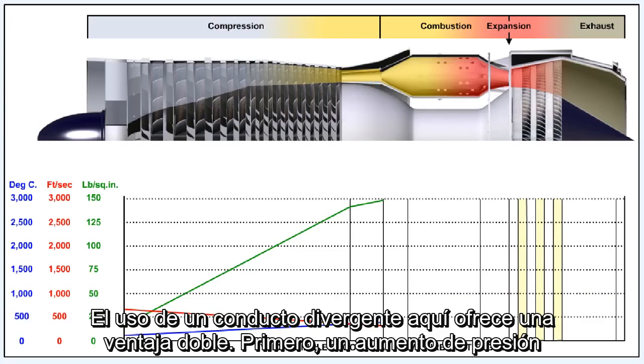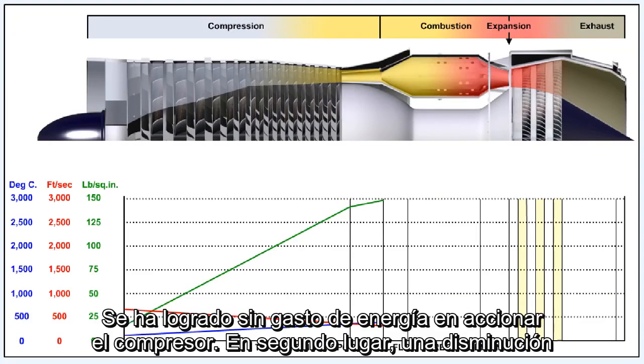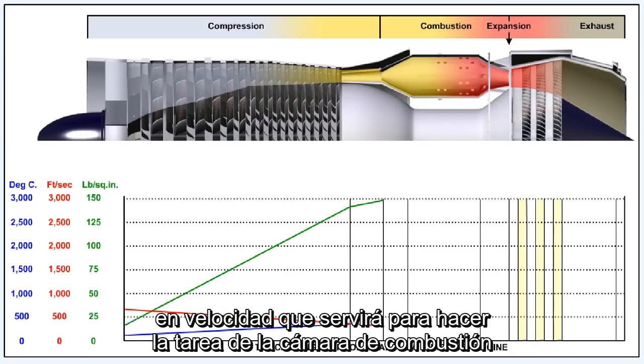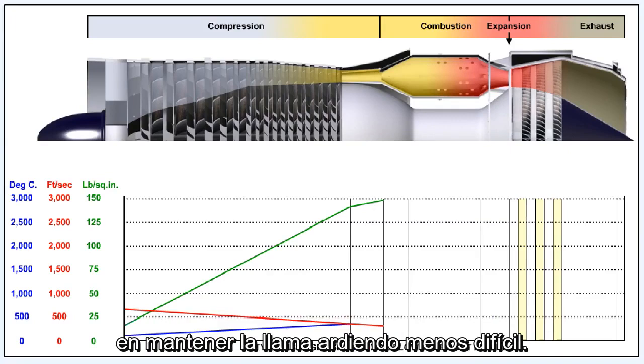Using a divergent duct here gives a twofold advantage. First, an increase in pressure has been achieved with no expenditure of energy in driving the compressor. Secondly, a decrease in velocity has been contrived, which will serve to make the task of the combustion chamber, in keeping the flame burning, less difficult.